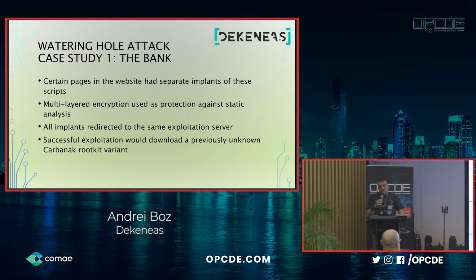All those implants redirected to the same exploitation server, and the server was serving actually PDF and Flash 0 days that after successful exploitation would download the previously unknown Carbanak rootkit variant. Carbanak is a very known cyber criminal group that is said to have been defrauding the financial industry for a few years for like $2 billion or something like this.